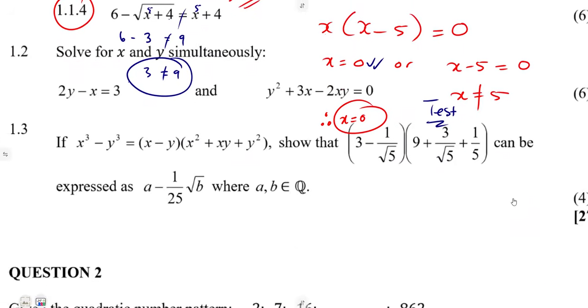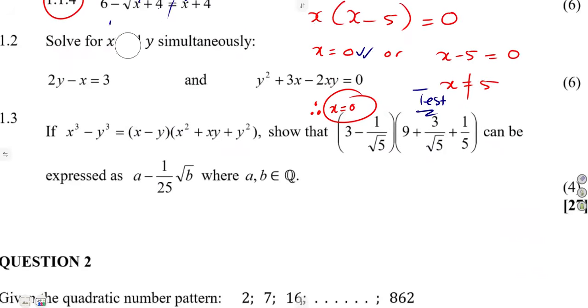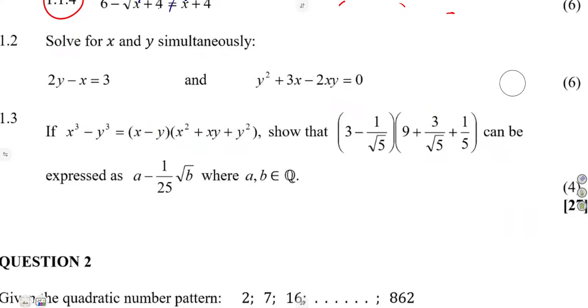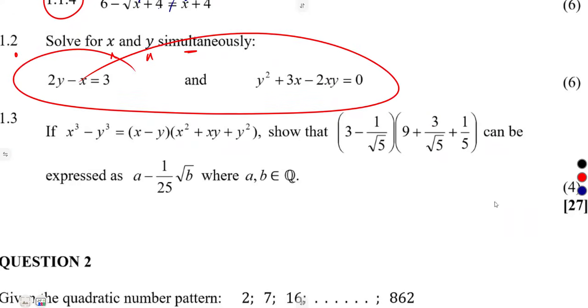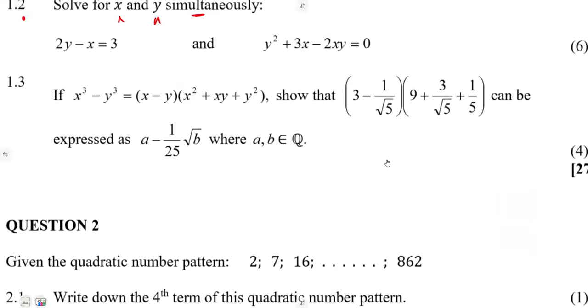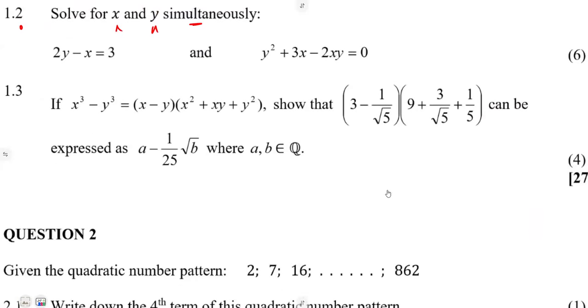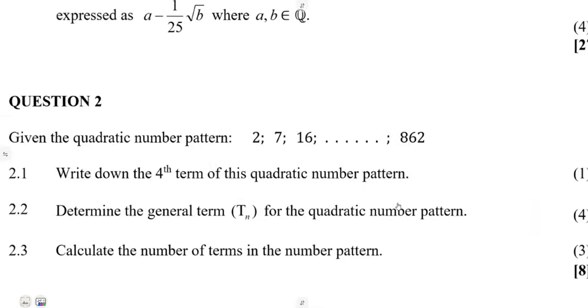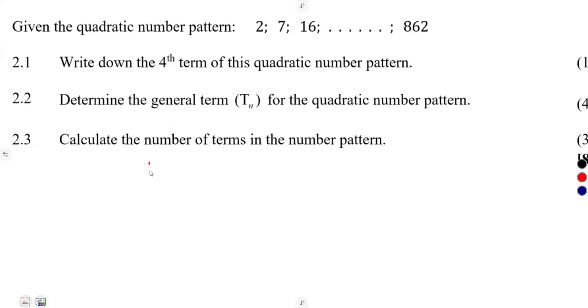All right, let us consider 1.2. From here, we are almost done, guys. 1.2, you've got: solve x and y simultaneously. So this is what you're given, two equations, and we are supposed to solve this simultaneously. Just for the sake of space, I'm going to write these two equations here. That's our 1.2. The first equation was given as 2y minus x, which is equal to 3, and that's a linear equation. And the second one being a quadratic.